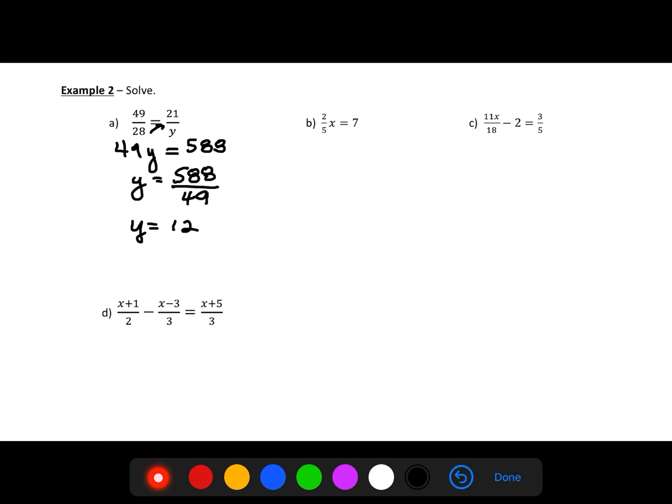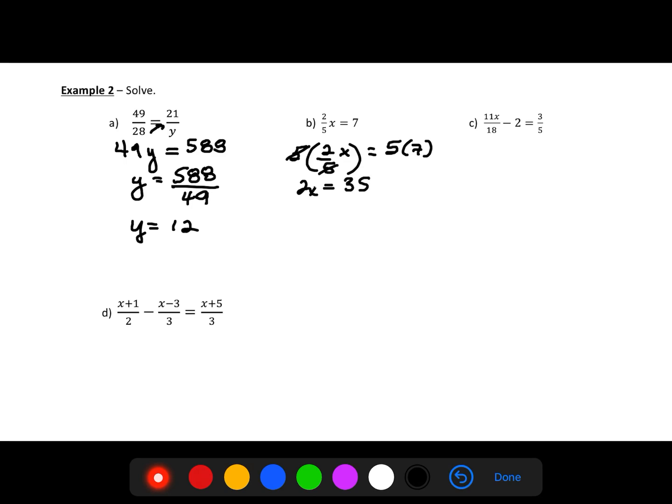2/5 x equals 7. Now, a couple of different ways we could do this. We talked about yesterday. We could take the bottom of our fraction, as long as there is only one expression on the left, we can take the 5 over and multiply. Probably the best way to approach this is to clear the fraction, which means that we're going to get rid of our denominator first. So we're going to multiply both sides by 5 so that our 5's cancel.